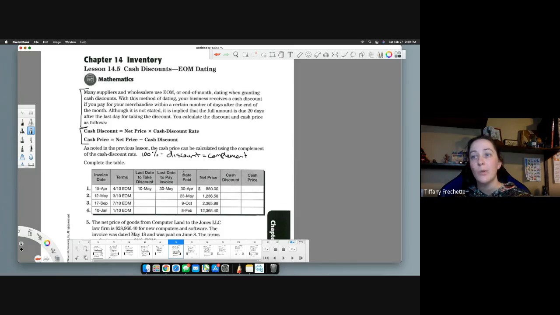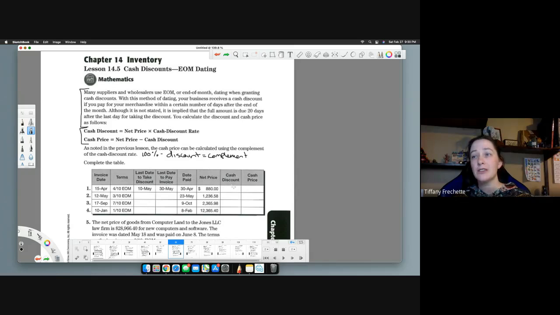Then they tell us when the people paid their invoice. So this was paid on April 30th, which is definitely before May 10th. So they get to take their discount because they paid it before the terms here. So $880, I get to take 4% from that.